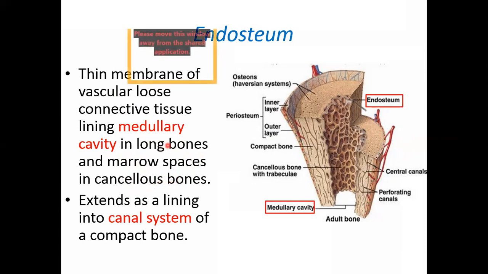So it will line the medullary cavity of the long bones. This is a long bone, and this is the compact bone. Wherever you see a spongy kind of appearance, that's called cancellous bone. The endosteum extends as a lining into the canal system of the compact bone. From here you have these blood vessels, the endosteal lining, and it will go through these lines over here. These are the Volkmann's canals, and through them the nutrition will pass, communicating between the outer layer and the endosteal layer.